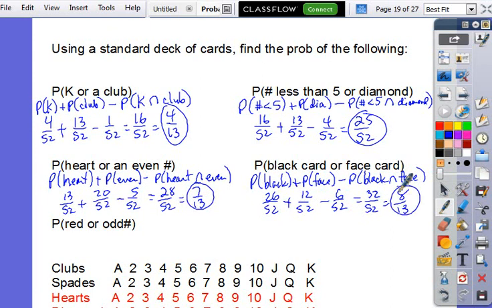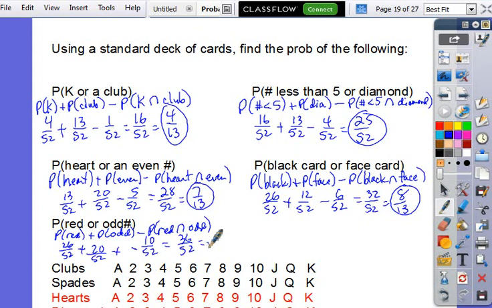Go down to the last one, red or odd. Well, how many reds do I have? 26. Well, first of all, it's overlapping because it can be both at the same time. But I've got 26 reds. Probability of an odd: there's 20 odds, just like there's 20 evens, minus the probability of red and odd. So if I go red and odd, I got my 2 aces, 2 3s, 2 5s, 2 7s, and 2 9s. That's a total of 10. So that should be 36 over 52, which simplifies down to 9 over 13.